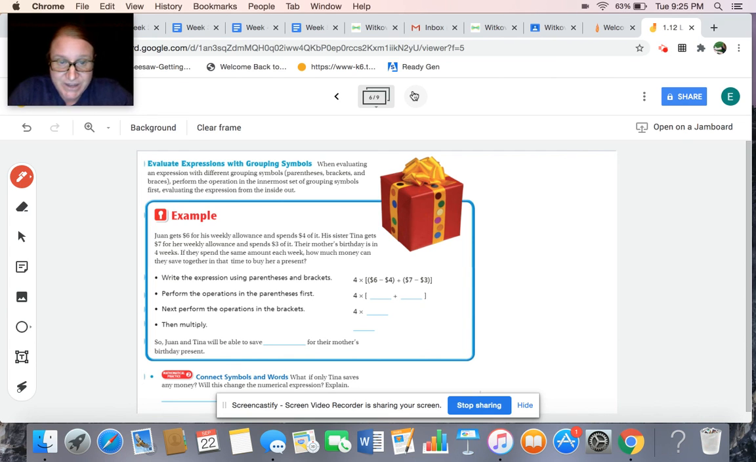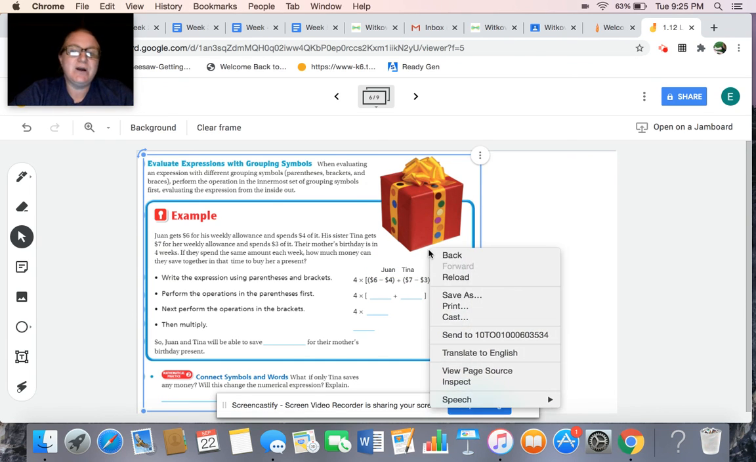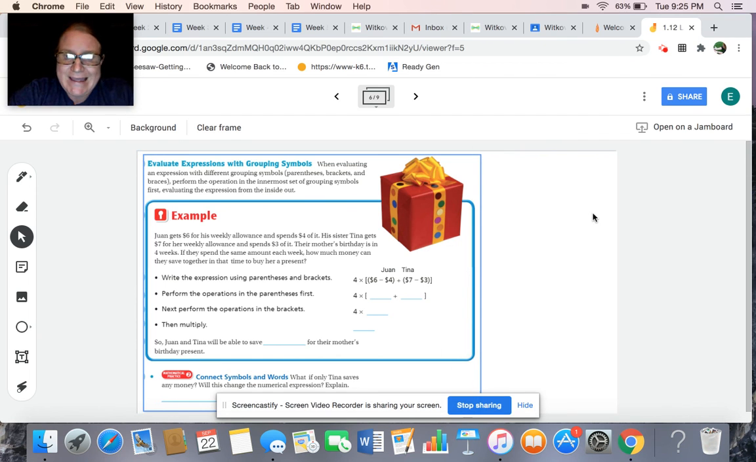So the first thing we need to do is write an expression using parentheses and brackets. And the 4 represents the number of weeks. 6 minus 4 is Juan's. And 7 minus 3 is Tina's. Let me make that a little bit smaller if I can. Wonderful. Now we need to see how much money they can save together so that they can go in and buy their mother a present for her birthday.